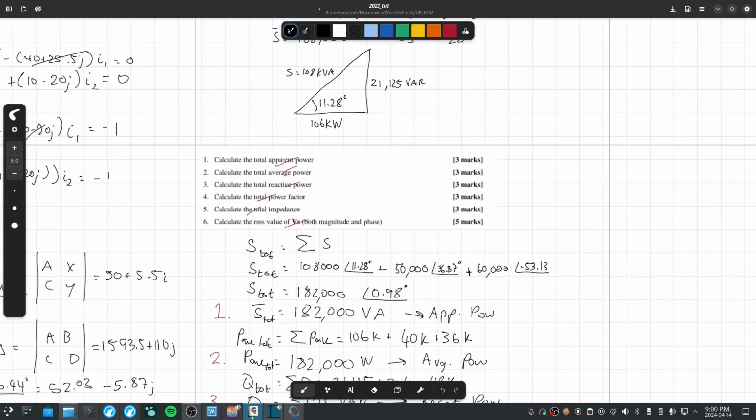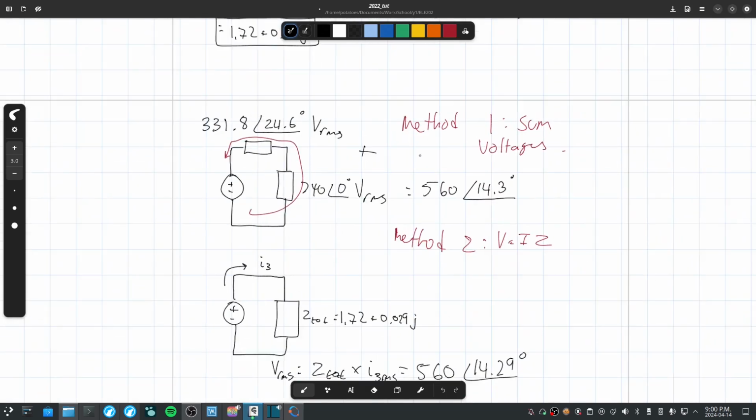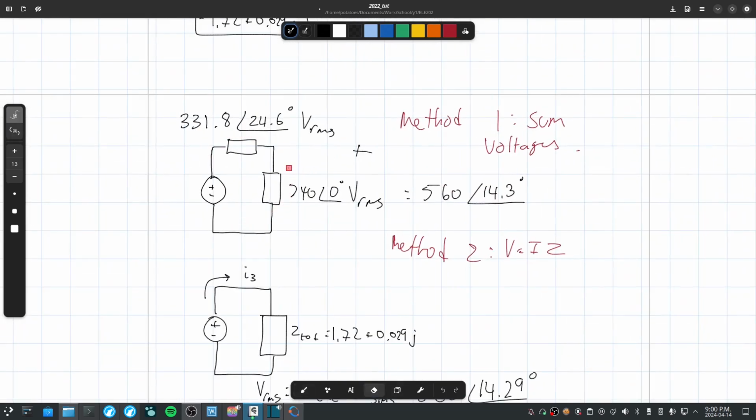How do you find the RMS value of VS? There are two ways you can do it. The first one is recognizing that our circuit does have a parallel, but we can ignore the parallel for voltages. We're doing Kirchhoff's voltage law. This is one loop, right? We could find that across our third load, and this is our first load, or it could be your second, we lose 331.8 with a phase of 24.6 V RMS. And then again, we lose 240 with a phase of 0 V RMS on our first or second load.